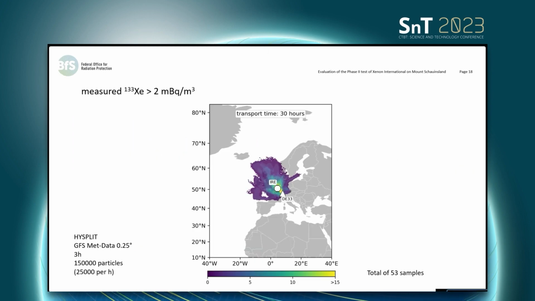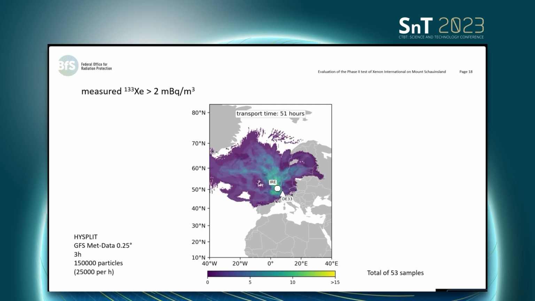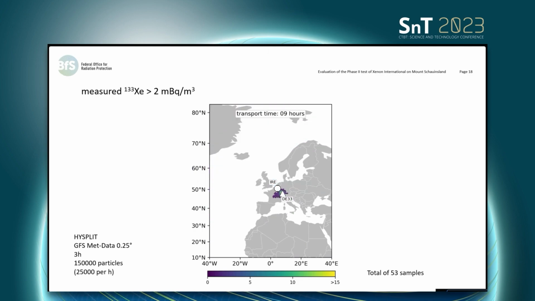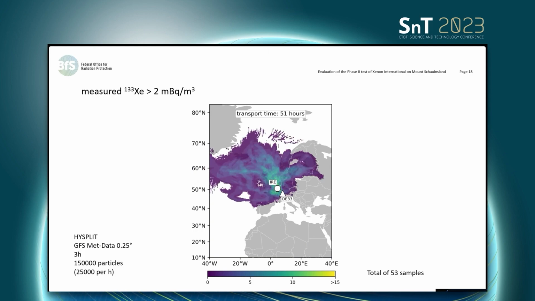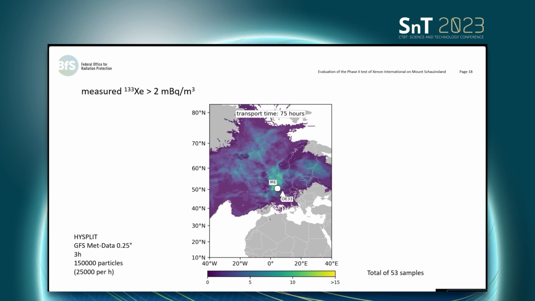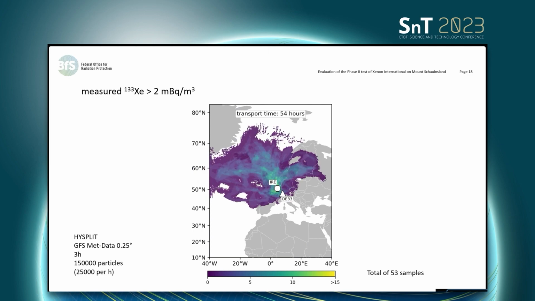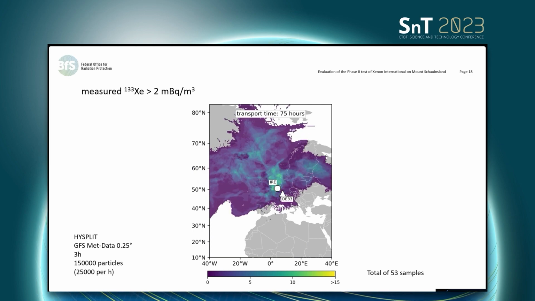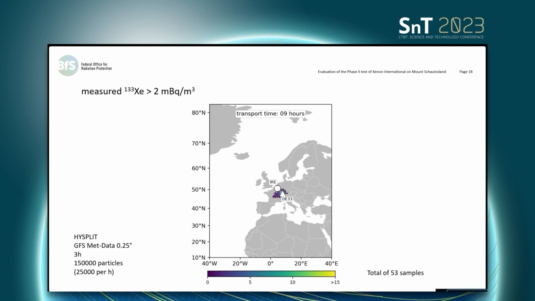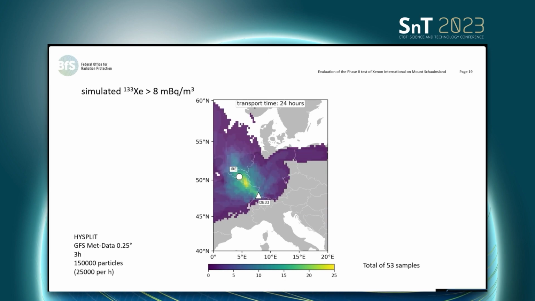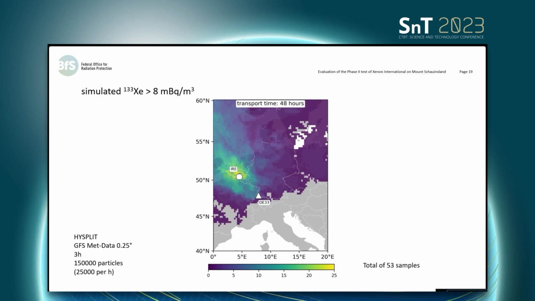Okay, so now I'm showing some pictures, movies really. This is just an overlay of the SRS fields of all the samples that contain Xenon 133 above 2 millibecquerels per cubic meter. And not very surprisingly, this comes from Fleurus mostly. But you can also see some sort of arms on the left and right. So some also comes from the west, some also comes from the east. This is a proof that what we do works.